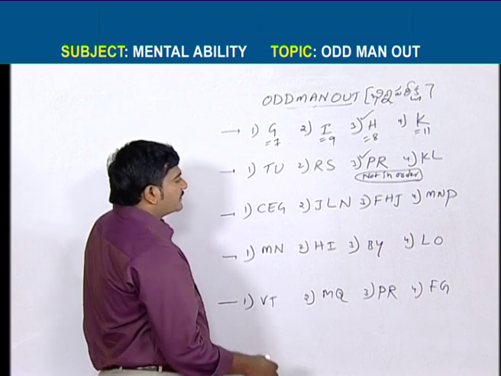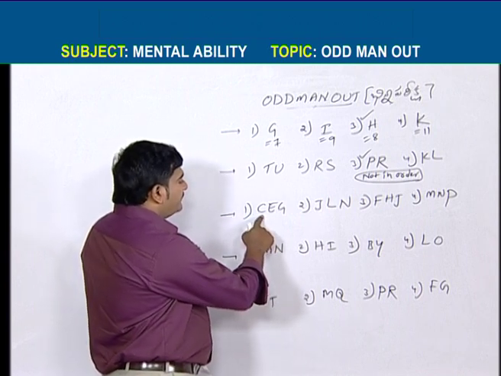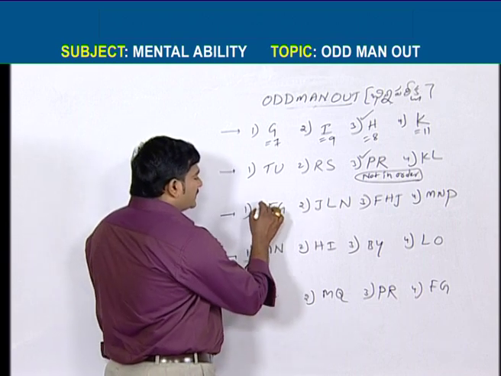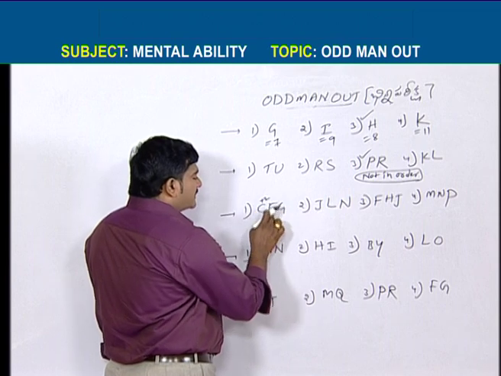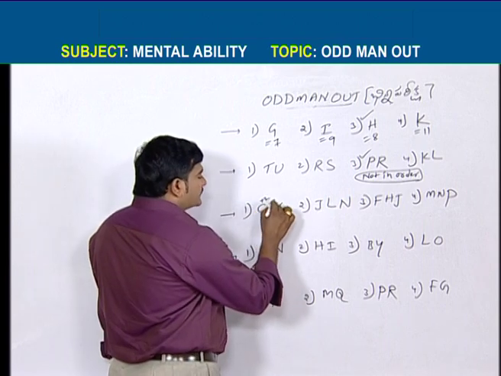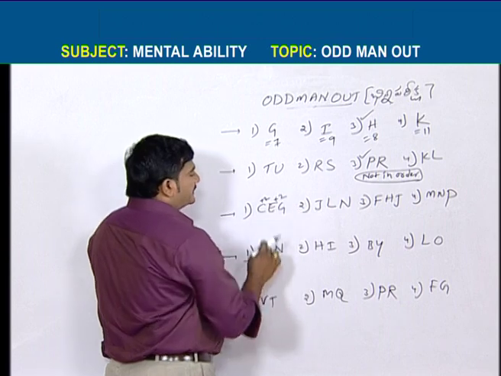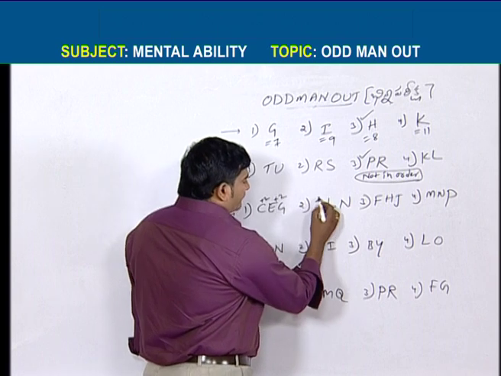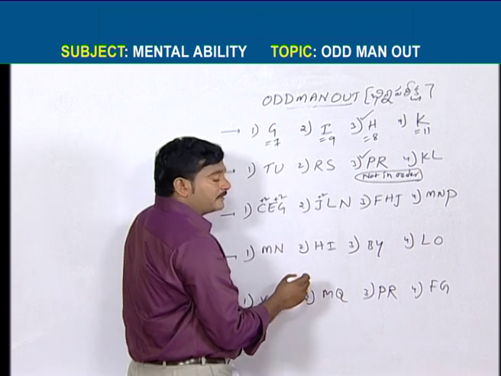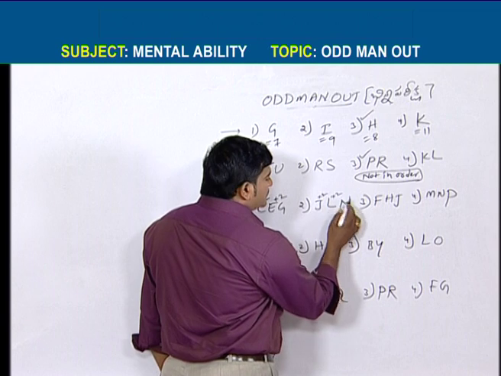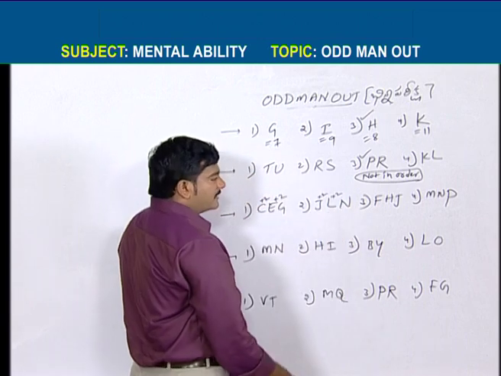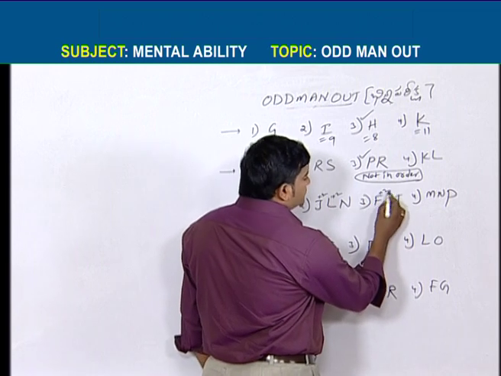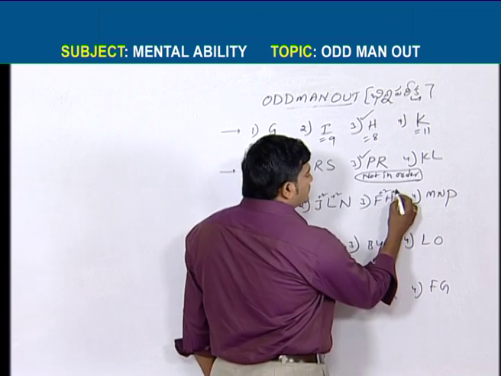See, observe here, what is the concept involved in this? C means 3, E means 5, G means 7. C means 3, add plus 2, we are getting 5. For this 5, add plus 2, getting 7. For J, add plus 2, getting L. For L, add plus 2, getting N. Okay, that is the concept. F means 6, 6 plus 2 means 8, 8 plus 2 means 10.